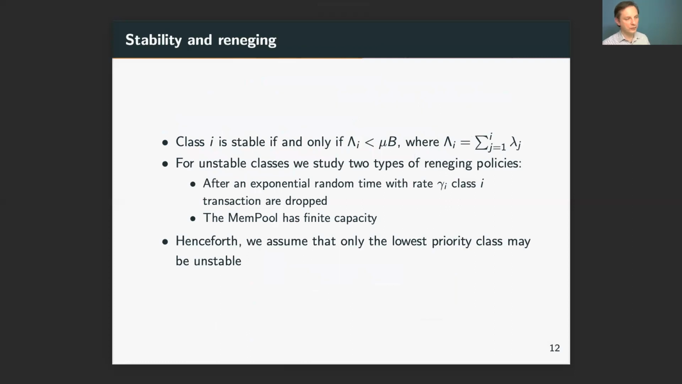So the stability condition: the total arrival rate seen by class i, which is given by its own arrival rate plus all the arrival rates of the transactions with higher priority, must be lower than the maximum throughput of the system. For the unstable classes, we studied two types of reneging policy. One is based on an exponential random time with rate gamma_i for class i per transaction dropped, and for the second one, we assume that the mempool has a finite capacity.